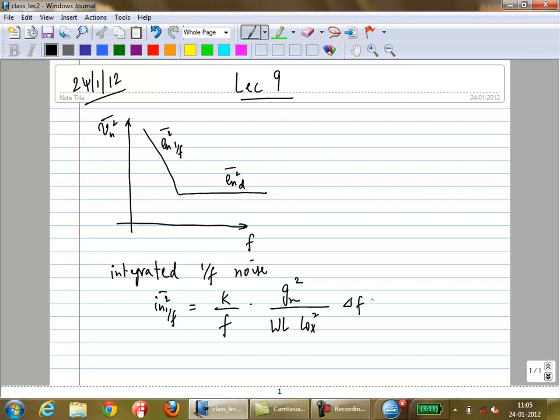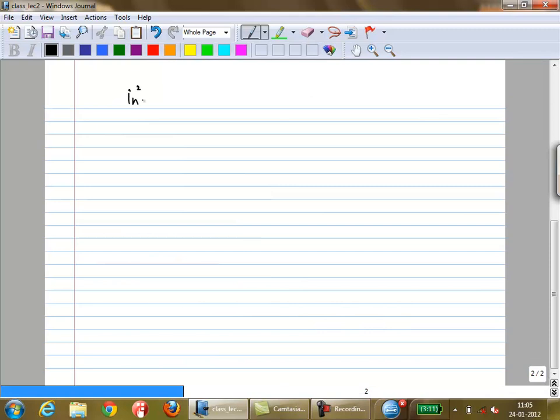If you look at Razavi's analog CMOS textbook, he uses K over F GM squared over WL Cox. It's just a different empirical constant, that's all. Suppose I'm going to integrate this from a frequency F1 to F2.